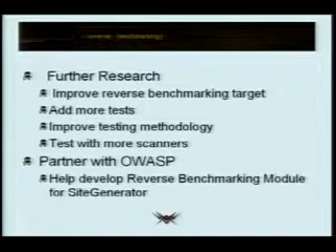For further research, we want to improve the benchmarking target, add more tests, like I said, and improve the testing methodology, because right now there are so many different signatures thrown out by the application scanners that coming up with the buckets is somewhat arbitrary, and I did that late last night, so it's far from perfect.